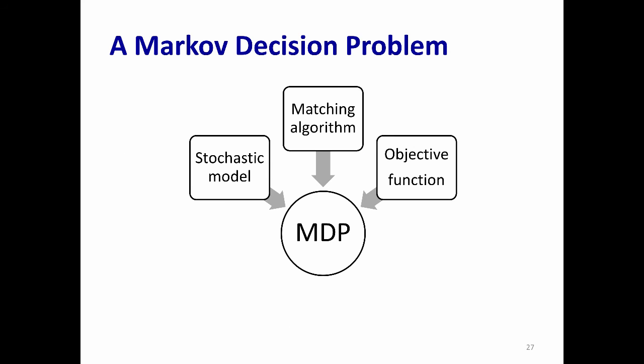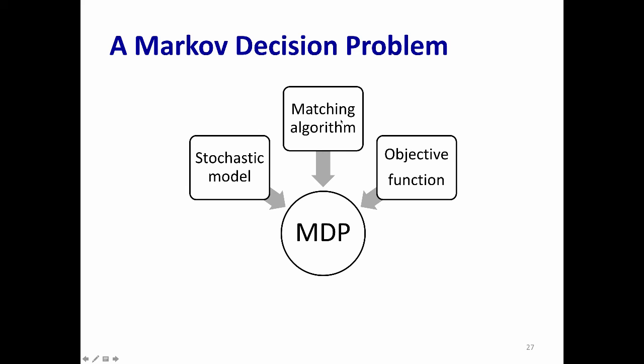Now, what I've been telling you so far is a well-defined Markov decision problem. I have a Markov decision problem in which I know exactly what is the stochastic model, the arrival rate, link formation, and departures. I know what is a matching algorithm, and I know what is the objective function of the planner. In principle, I should be able to solve for the optimal matching algorithm. If you have a supercomputer, in principle, you can solve it. The problem here is why we cannot solve this problem.